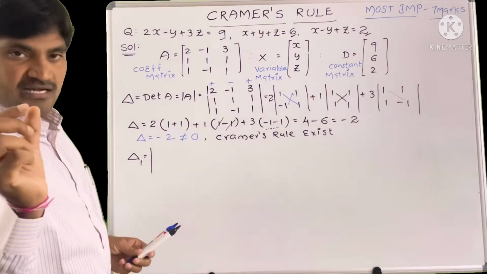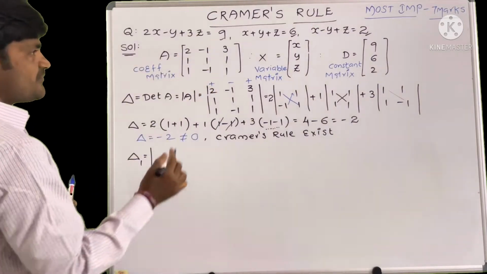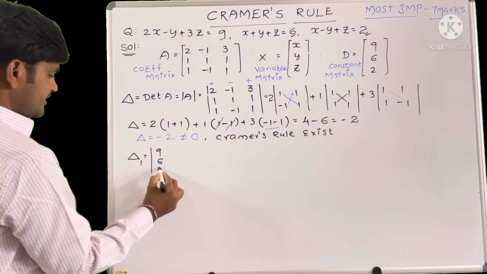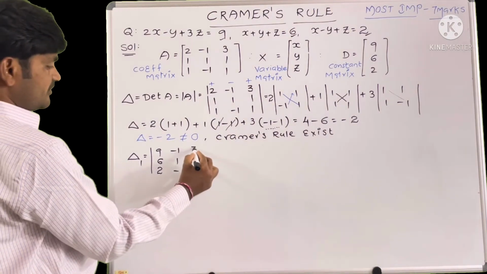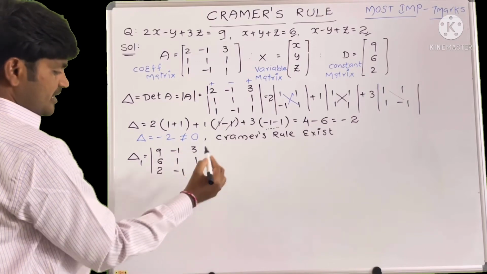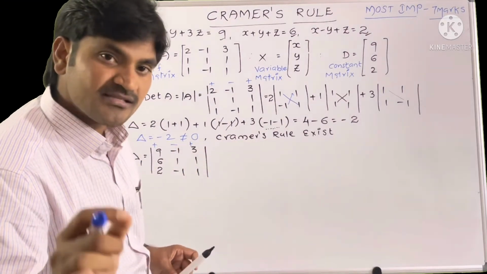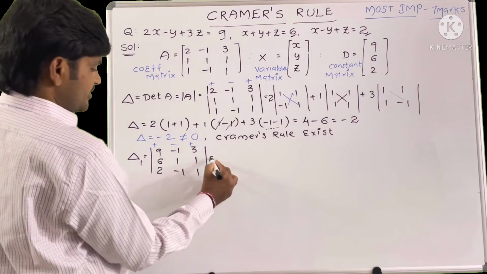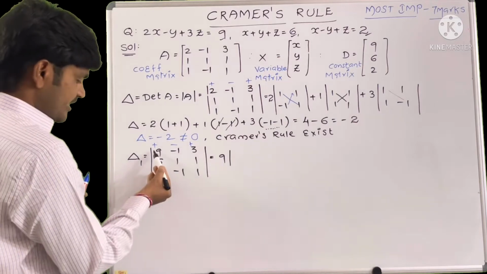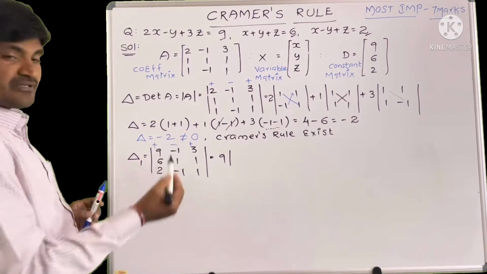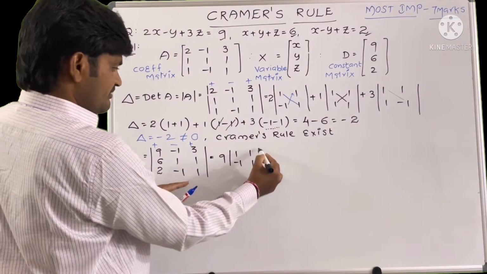Now we are finding the delta 1 value, by substituting 962 in the place of the first column: 962, minus 1 1, minus 1 3 1 1. Again the expansion starts using the signs plus, minus, plus. Start the expansion with 9, delete the row and column where 9 is situated, so the 4 elements are 1 1 minus 1 1.